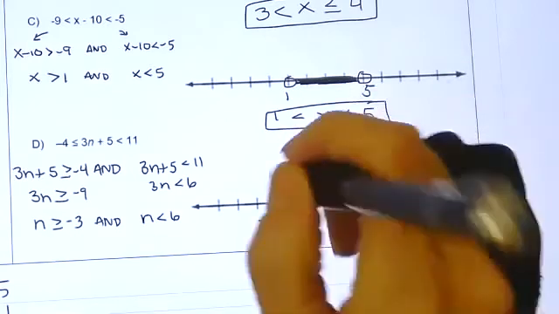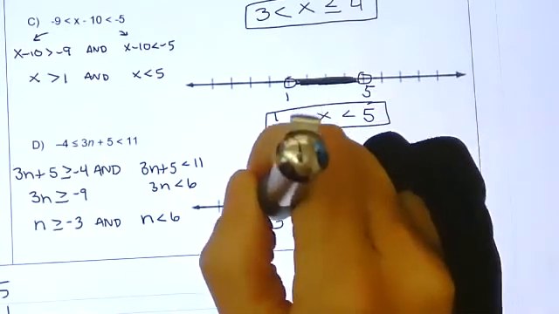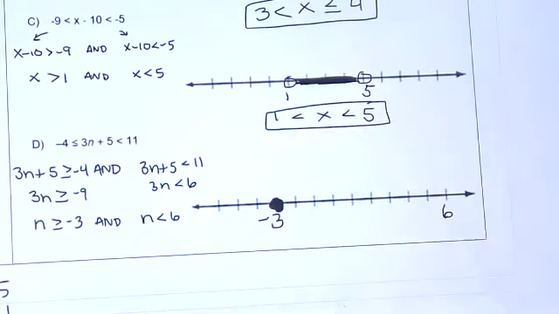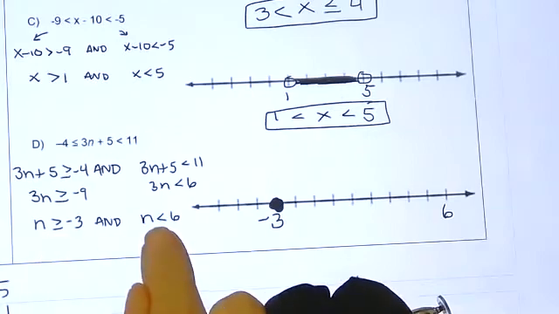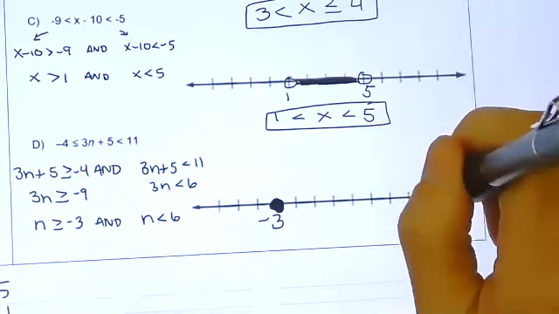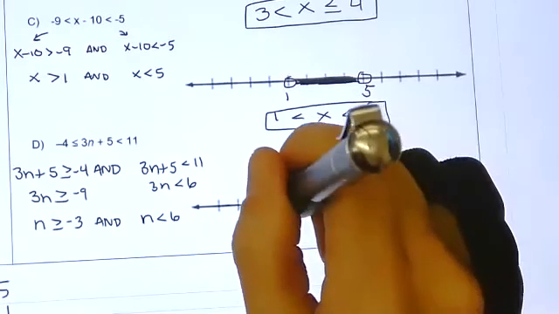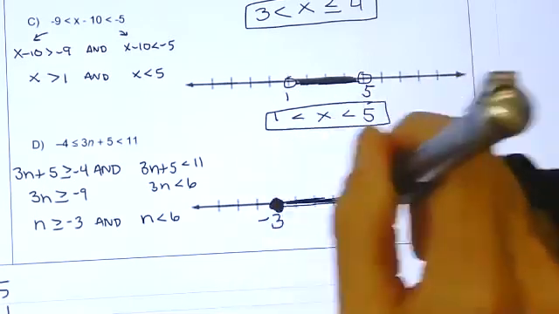So greater than or equal to -3. I'm going to put a full circle on -3 because of the equals. I'm going to put an open circle on 6 because there is no equals. And I'm looking for the numbers that are greater than -3 and less than 6. It's these ones.